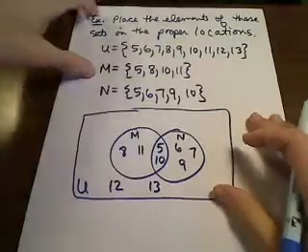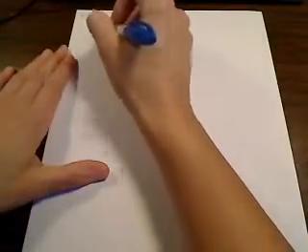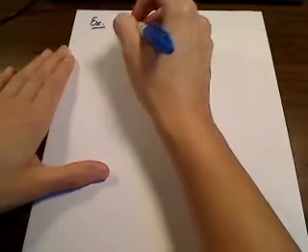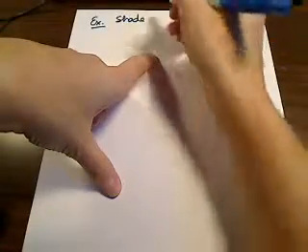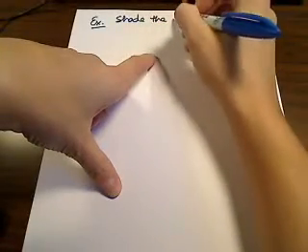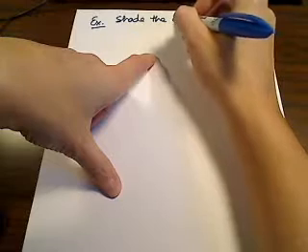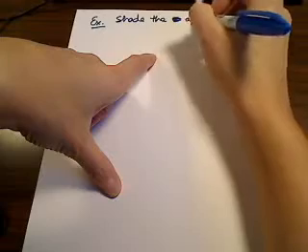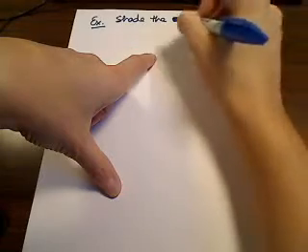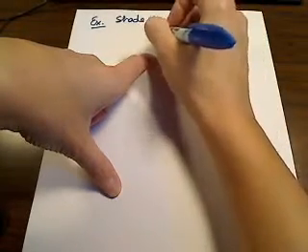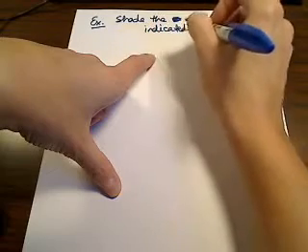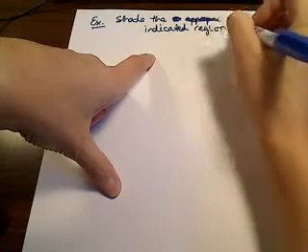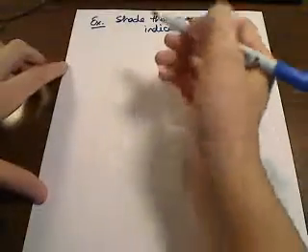So let's do a few Venn diagrams, just the shading, without elements in them. So we want to shade the indicated region. Okay, so let's try this one.